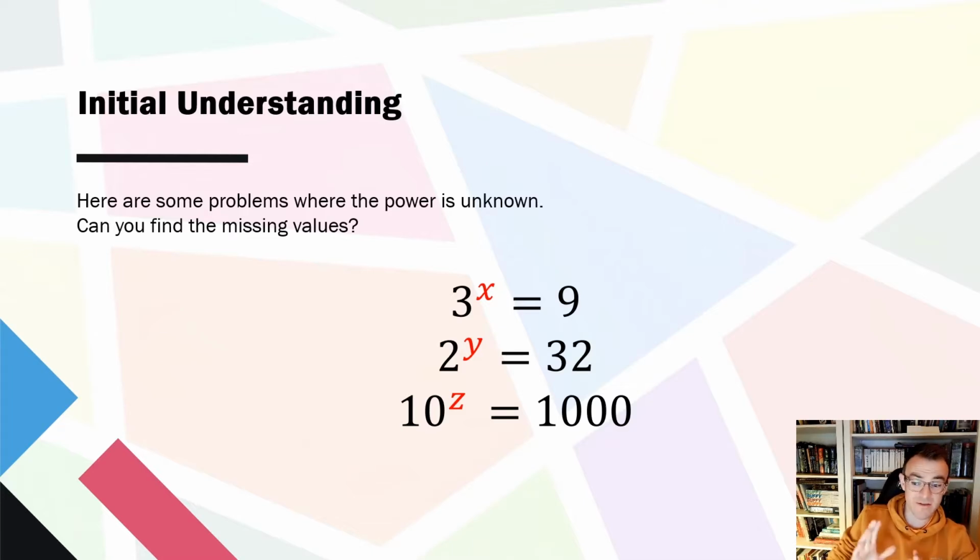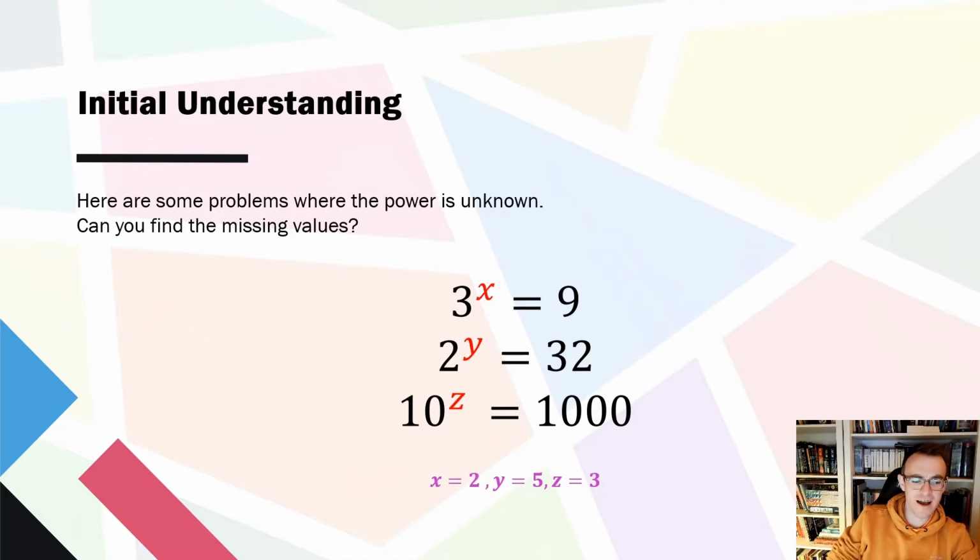If you pause the video here, I'm going to pull up the answers in about 3 to 4 seconds. Okay, let's have a look. What you should have is 3 to the power of 2 is 9, 2 to the power of 5 is 32, and 10 to the power of 3 is 1,000.